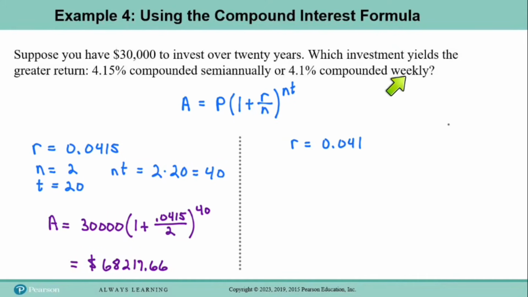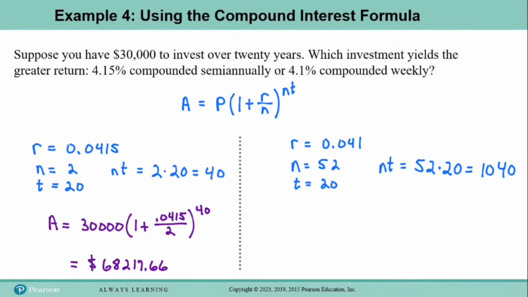And then for the second investment, r is now just 4.1%, so in decimal form that will be 0.041. But now we're compounding weekly, so there are 52 weeks in a year, so n will be 52. And since our time is 20 years, n times t will be 52 times 20, which is 1,040.